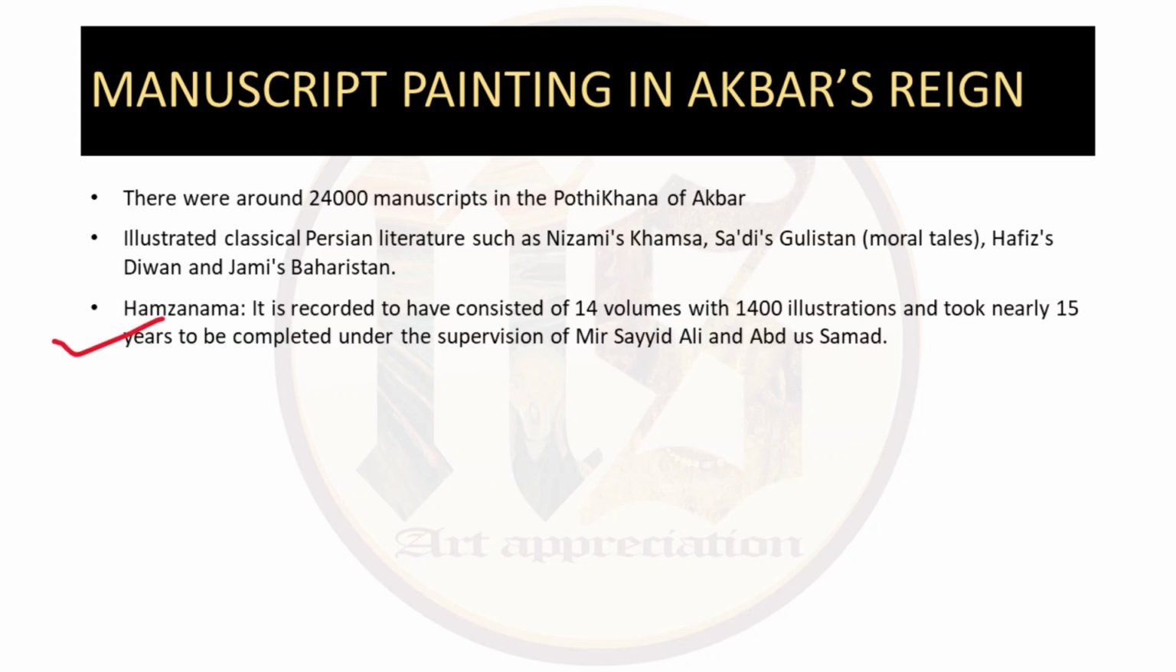There were around 24,000 manuscripts which were part of Pothi Khana of Akbar. The illustrated classical Persian literature such as Nizami's Khamsa, Sadi's Gulistan, Hafiz Diwan and Jami's Baharistan. Then the important one, Hamza Nama, which is recorded to have 14 volumes with 1400 illustrations and took nearly 15 years to complete under the supervision of Mir Sayyid Ali and Abdas Samad.